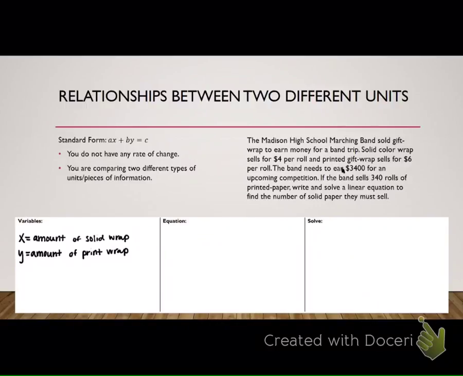Write the equation, guys. Try to write something down. I want to see what you guys can do. If it's $4 per solid and $6 per printed, how could you write an equation on your own? Try to write an equation there. We're still on that slide. Okay, talk to the person next to you if you have to. It's okay.